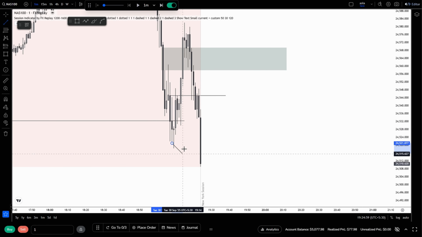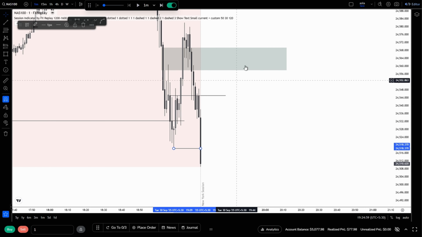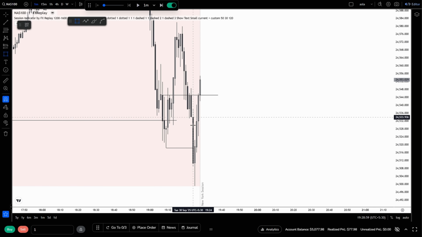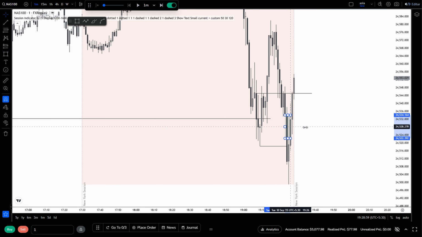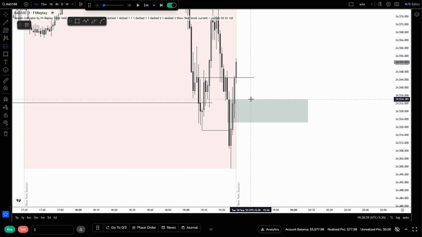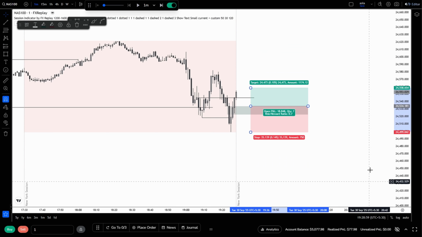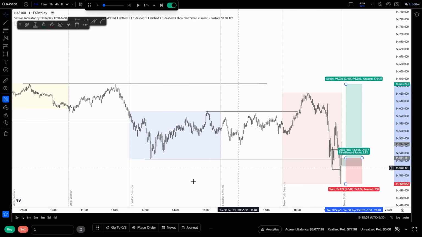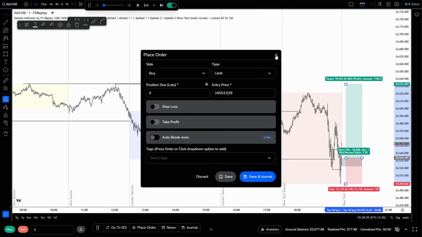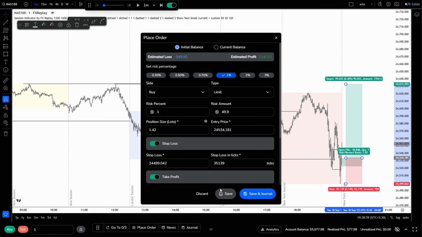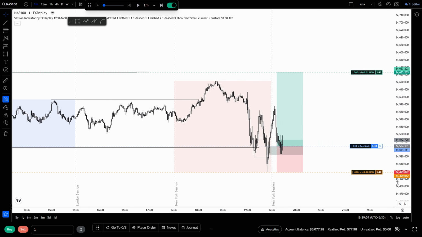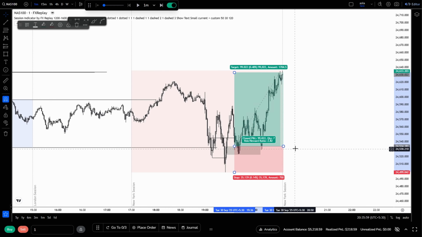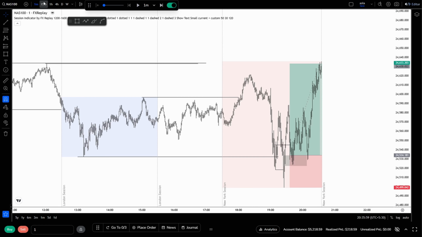Price then gives us another manipulation lower. After that manipulation, we finally get a clean inverse with strong displacement. Now we have confirmation. At this point, we can enter long and target the equal highs above, which are resting near the Asia session highs. And as you can see, price moves smoothly into those targets. This is exactly how session highs and lows help frame my trading decisions. They give me clear liquidity targets, structure, and confirmation instead of guessing entries.